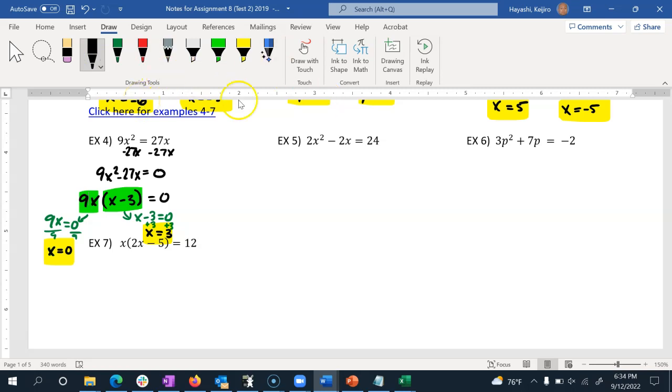2x squared minus 2x. Okay, so here we have 3 terms. It doesn't look like any of them are similar to each other. What should I probably do? Move the 24 to the left, or move both the 2x squared and the minus 2x to the right? Yeah, I should probably take that 24 and move it to the left.